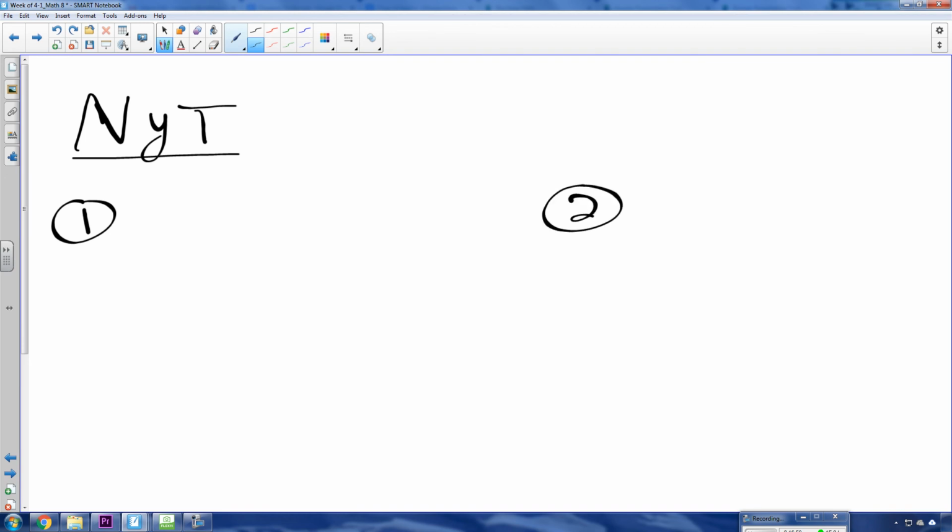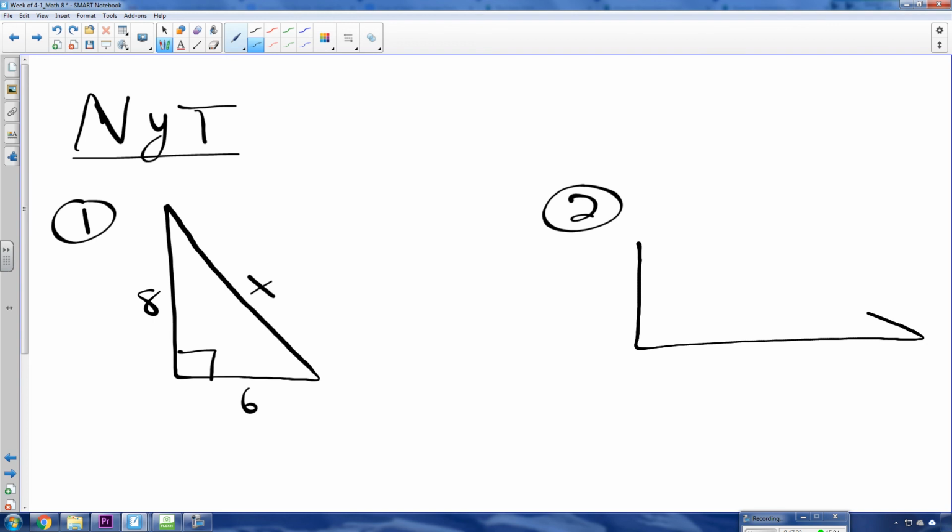I think it's going to be, let's see. I don't know. Let's say it's 6 and 8, and this is unknown. Okay, this is a right angle. And then let's also do this one right here, which is the following. It looks like this. And let's say we have here, I don't know, let's say we have 13 and 5 here, and then just find this one. We'll call that y.